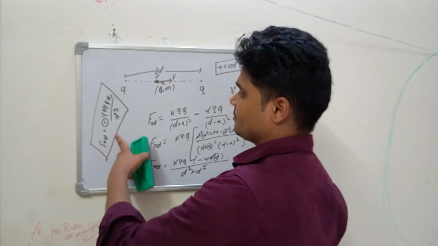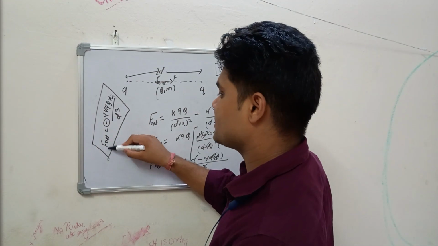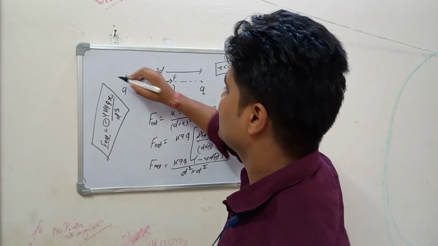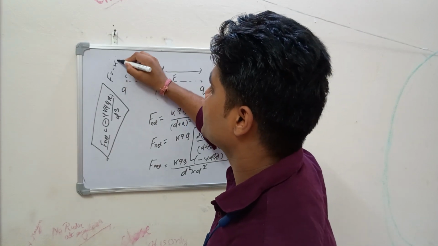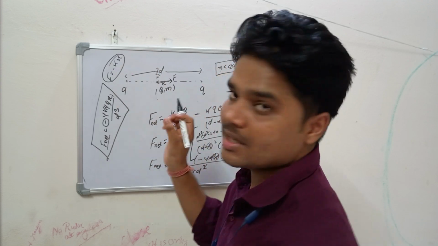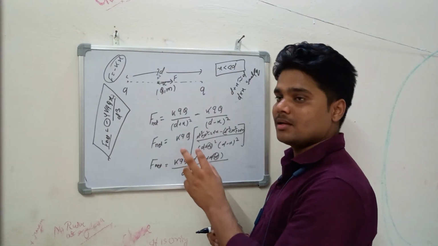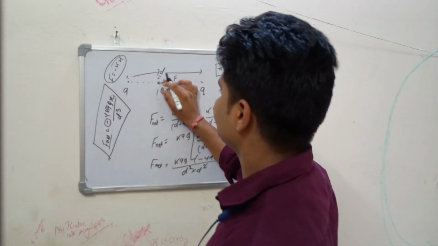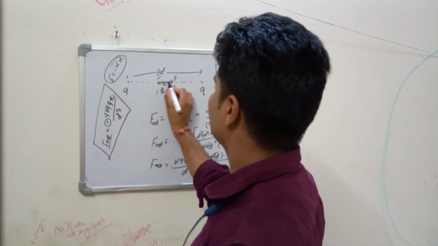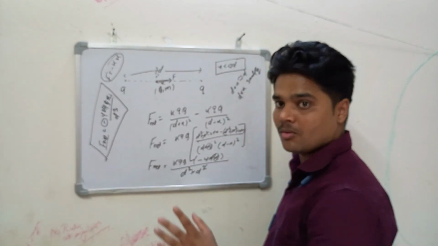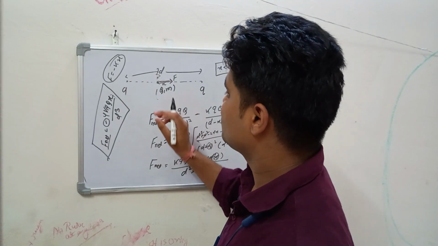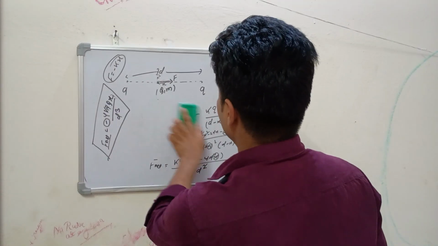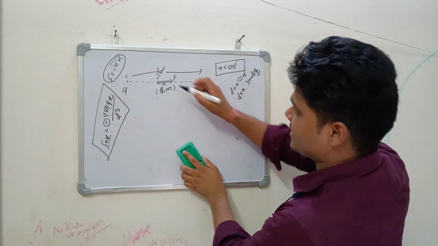Here I can see that this minus sign indicates that this F net is a restoring force, and I previously explained that if a force of the type F equals minus kx acts, then the particle will go under SHM. So this particle will go under SHM and will vibrate like this. Now the main task is to calculate its time period.